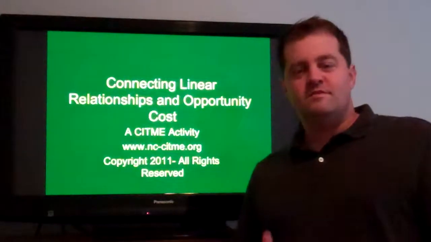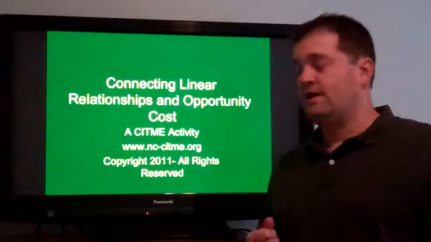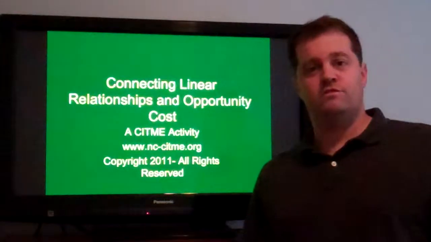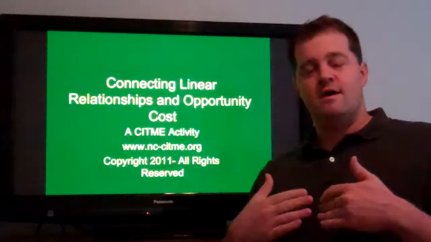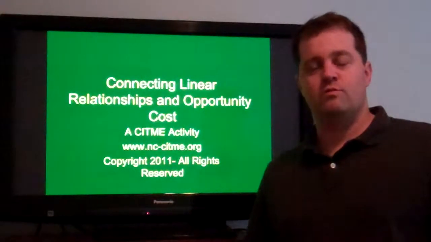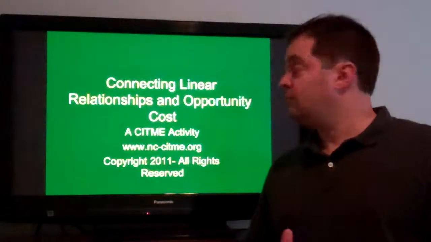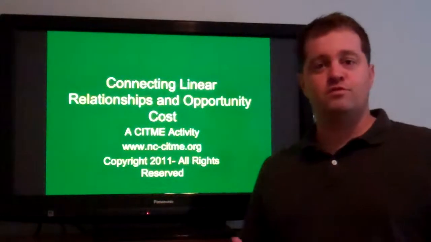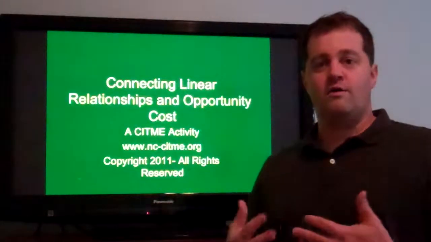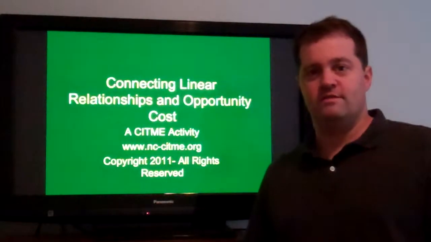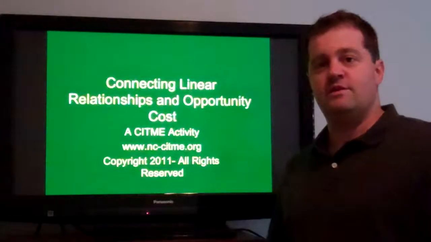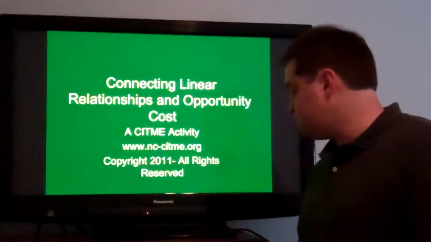Hey teachers, today what we're going to do is walk through an activity that we've written that allows students to understand an application of linear relationships, linear equations, and this application is the idea of opportunity cost. What we're going to do is walk through a hypothetical budget constraint for a consumer. And we'll use linear equations to illustrate that relationship.